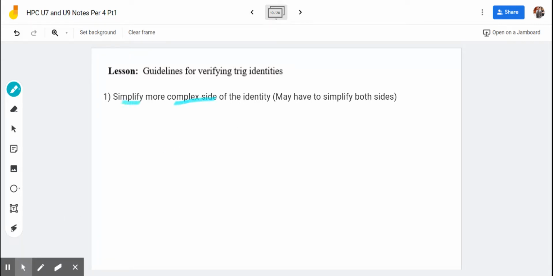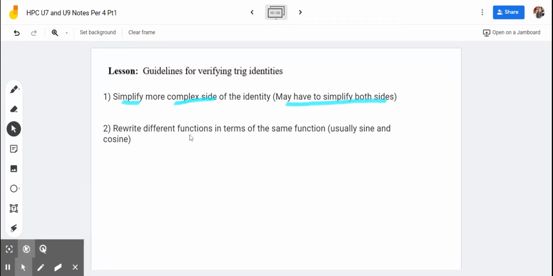Try to stick with just doing one, the more complex side, but you may have to go with both. Just keep that in the back of your head. The second tip that I have for you is to rewrite your different functions in terms of the same function, usually in terms of sine and cosine.